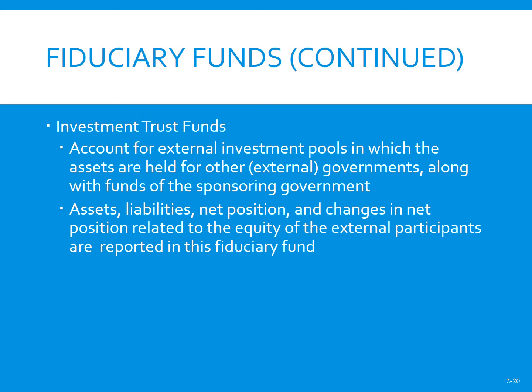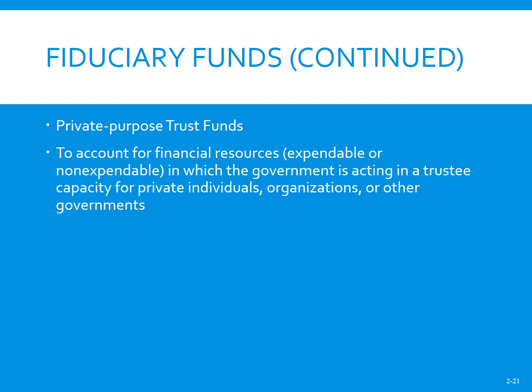Investment trust funds, these are external investment pools, and the assets are held for other governments along with funds of the sponsoring government. These have assets, liabilities, net positions, and changes in net positions, but it affects the equity of the external participants, and those are recorded in the fiduciary fund. Private purpose trust funds account for financial resources, again, in which the government is acting as a trustee for private individuals, organizations, or other governments.